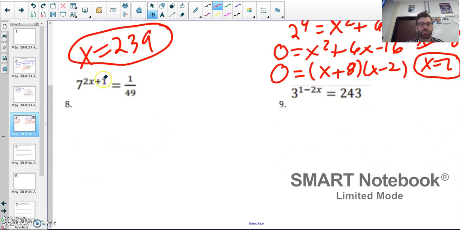Okay, so now let's try this one. I'm going to rewrite. I have 7 to the 2x plus 1, and I have 1 over 49.